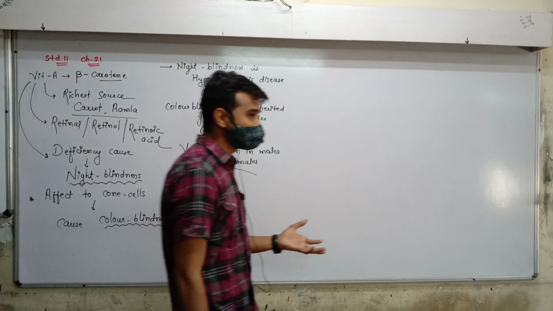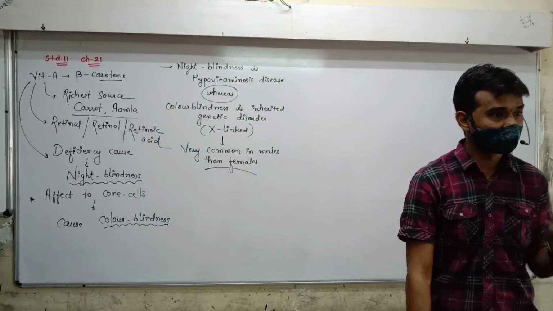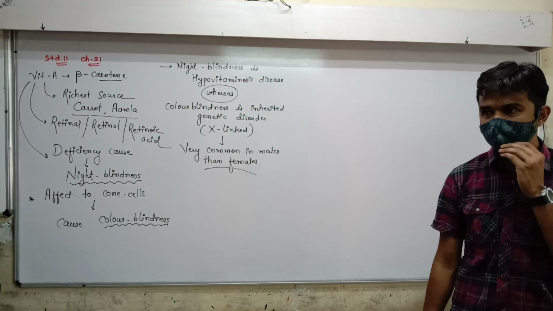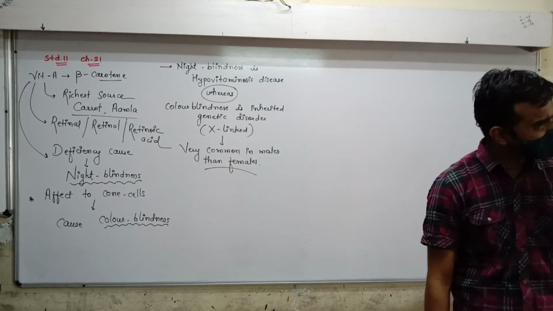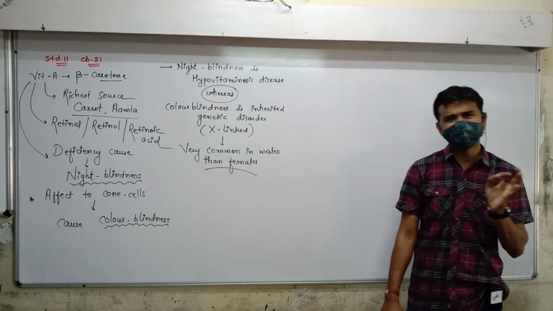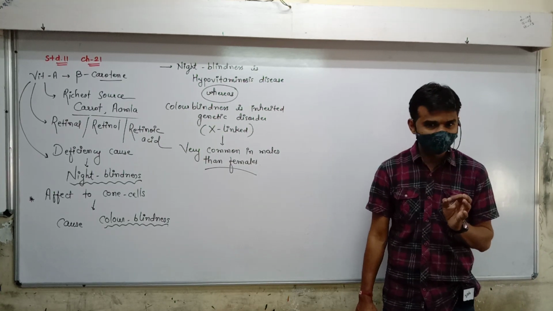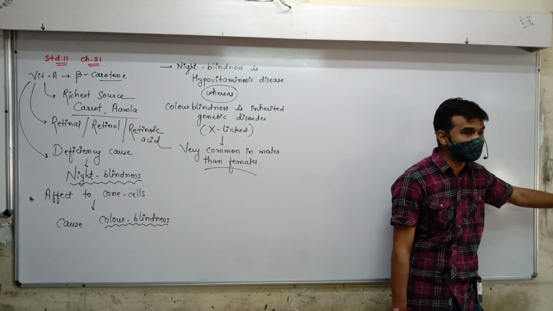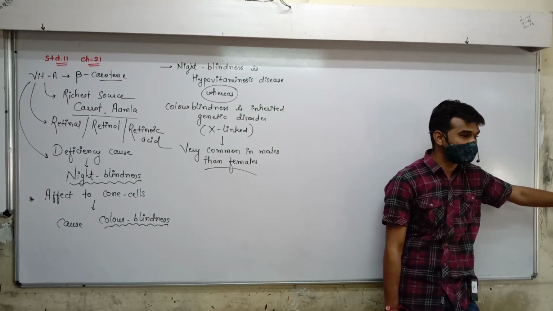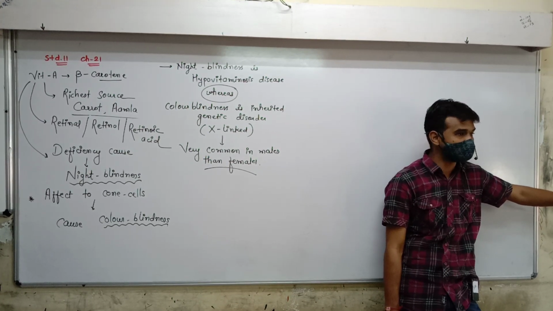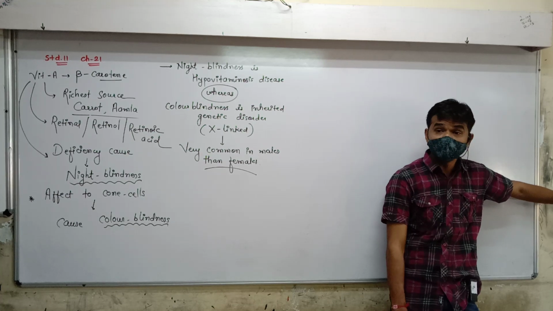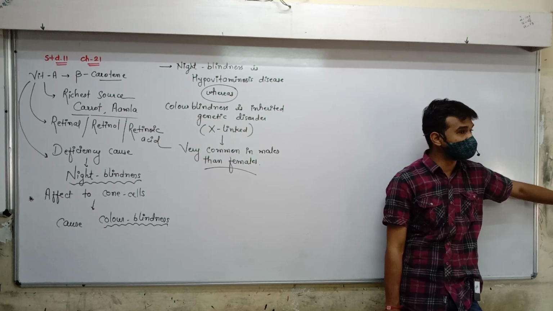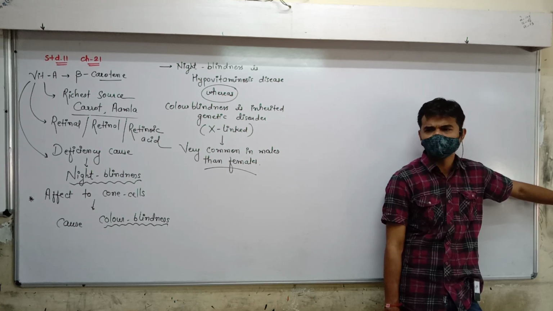Night blindness is caused by hypovitaminosis. See, vitamins are essential in very small amounts, the least amount. We don't take vitamins in milligrams, but in even smaller amounts, called international units, IU. We can take the vitamin in IU form, international unit, very least amount.